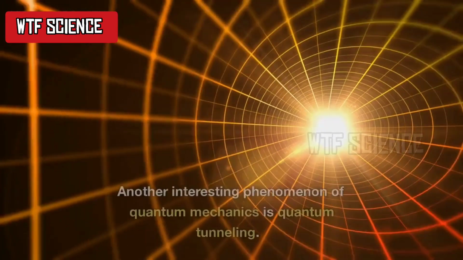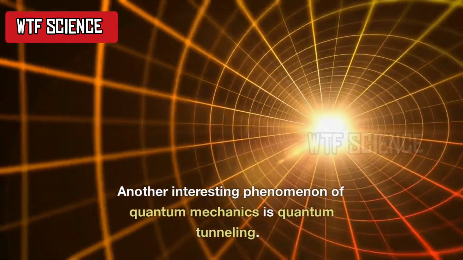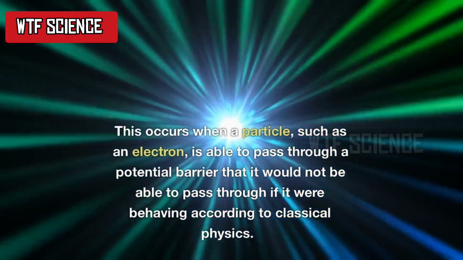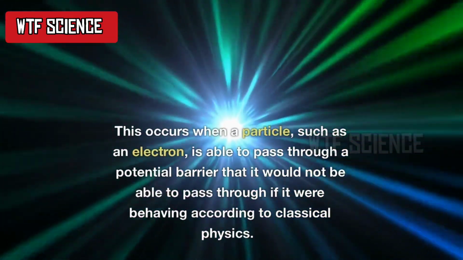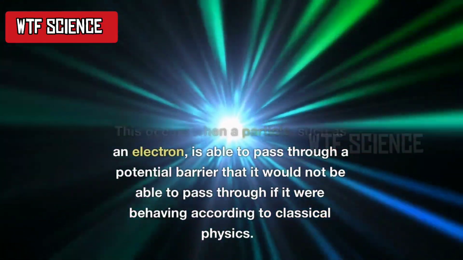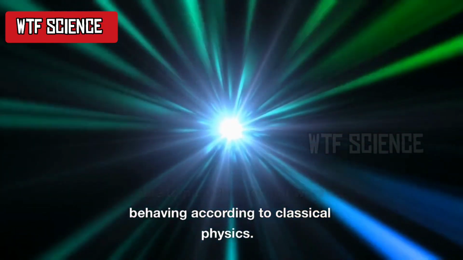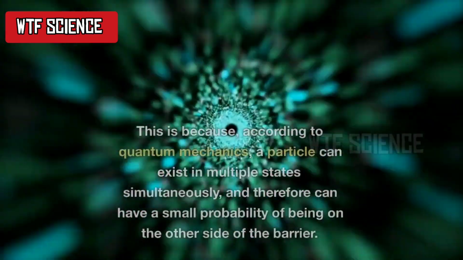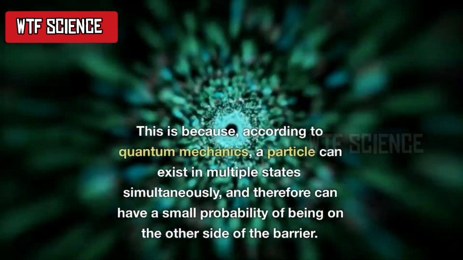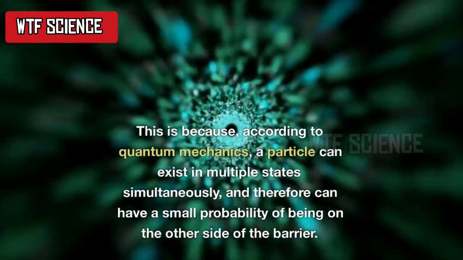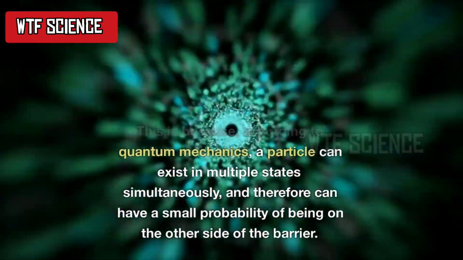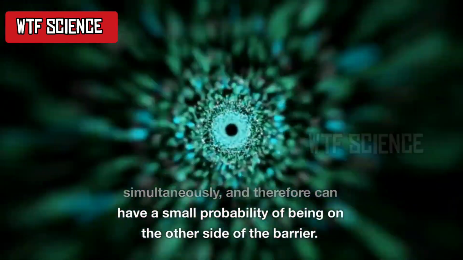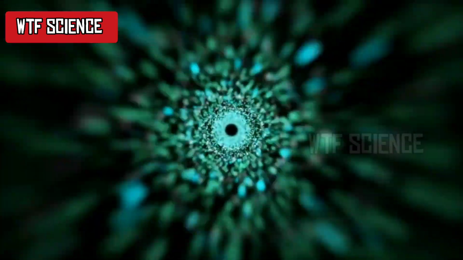Quantum tunneling. Another interesting phenomenon of quantum mechanics is quantum tunneling. This occurs when a particle, such as an electron, is able to pass through a potential barrier that it would not be able to pass through if it were behaving according to classical physics. This is because, according to quantum mechanics, a particle can exist in multiple states simultaneously, and therefore can have a small probability of being on the other side of the barrier.